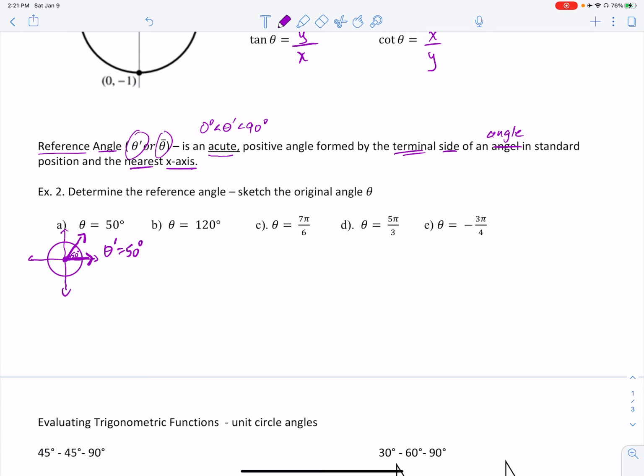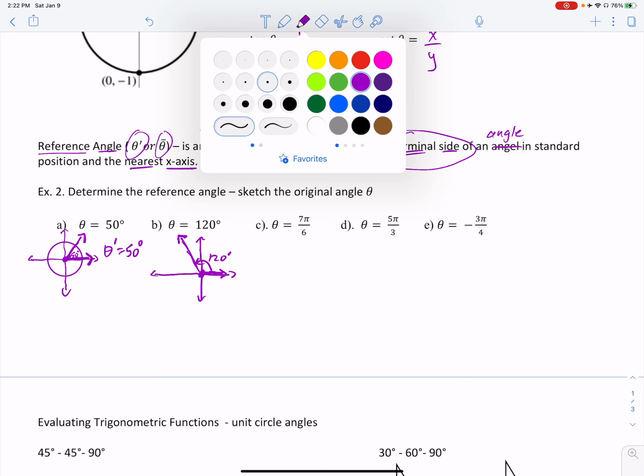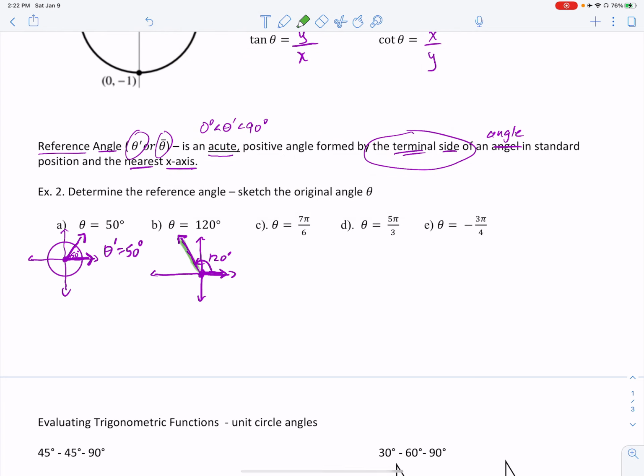When you get to 120 degrees, I'm not going to draw the whole entire circle. You're going to have your initial side here, and 120 is 2 sets of 60. It's 2 pi thirds. It ends here. And so this is your 120 degrees. That's not a positive acute angle. So it says the reference angle always uses the terminal side. So in this case, here is your terminal side and the nearest x-axis.